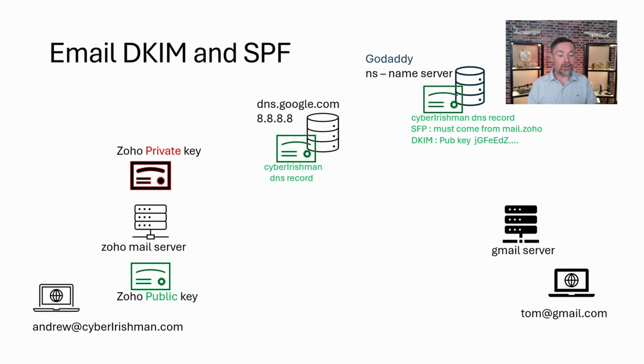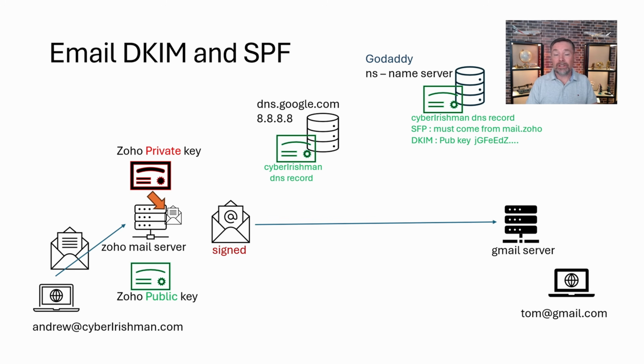So next, Andrew's going to go ahead and create an email. And it gets sent to the Zoho mail server for being sent onto the rest of the internet. And as it's leaving the server, it gets a digital signature. Zoho's private key is added and it creates a digital signature for that piece of email. And we have a signed piece of email that gets sent to its destination server, in this case the Gmail server.